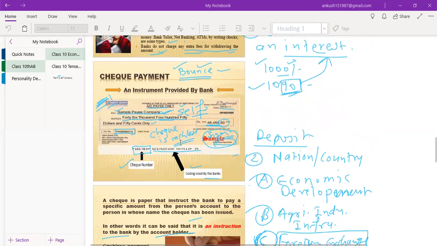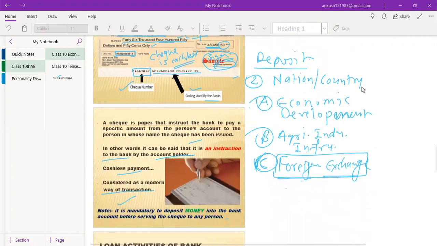Checks, which are considered a modern form of currency, can also be considered as money, as they are instructions. A check is the instruction to the bank to pay in the name of the payee, in whose name the check is being issued. And I told you what could happen if there is no sufficient amount in the bank account, and many terms and conditions are there.